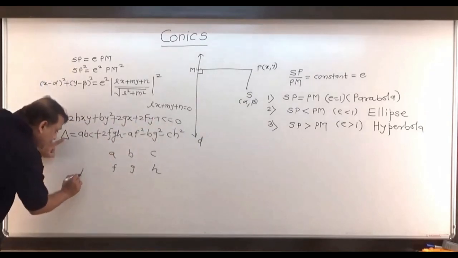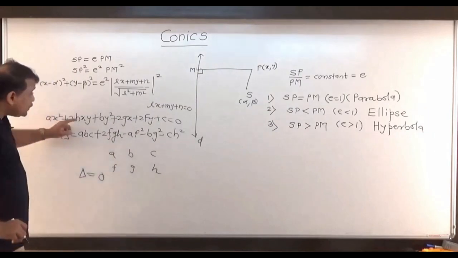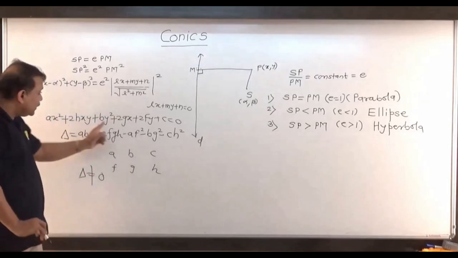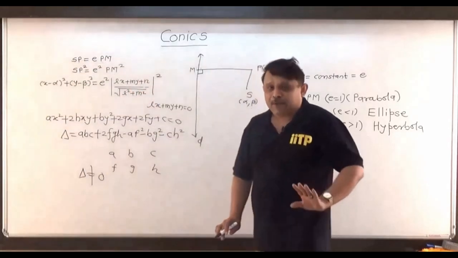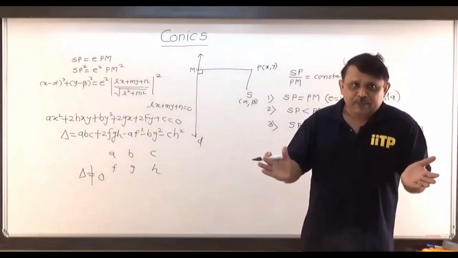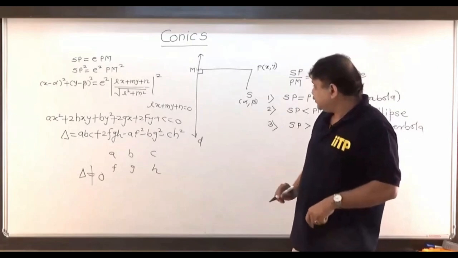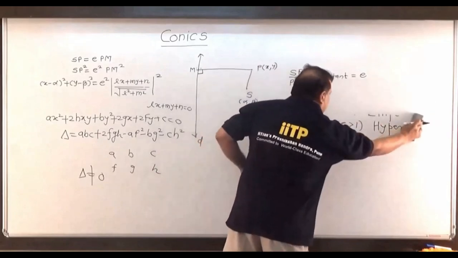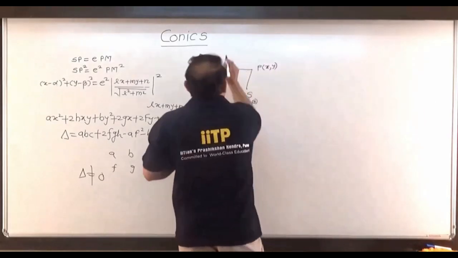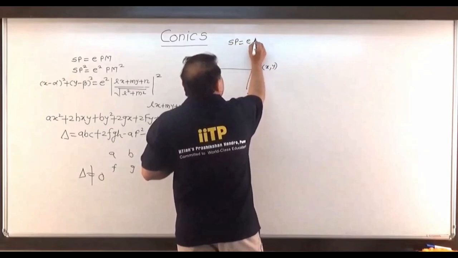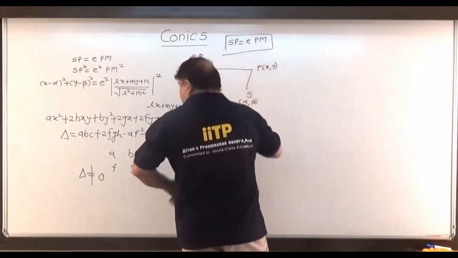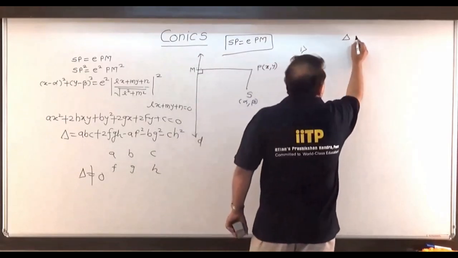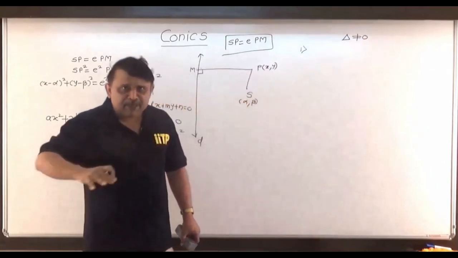Now we know that when this delta becomes 0, this equation represents a pair of lines. But when delta is not equal to 0, then this equation will not represent a pair of lines. It may represent something else. Now what is that something else? Number 1, suppose delta is not equal to 0. Under this condition, I am making certain cases.